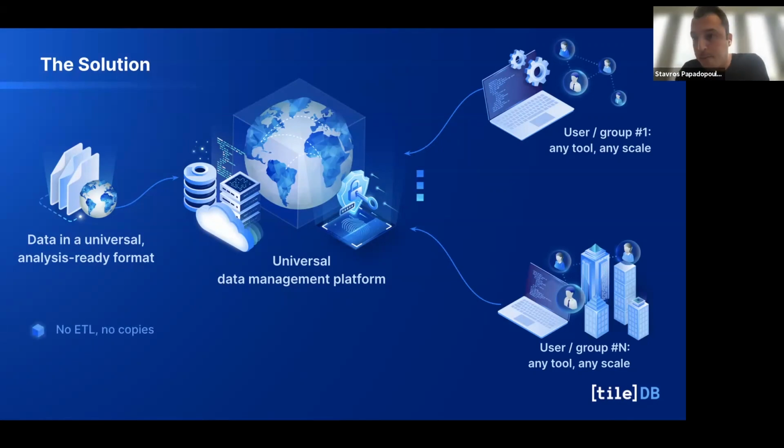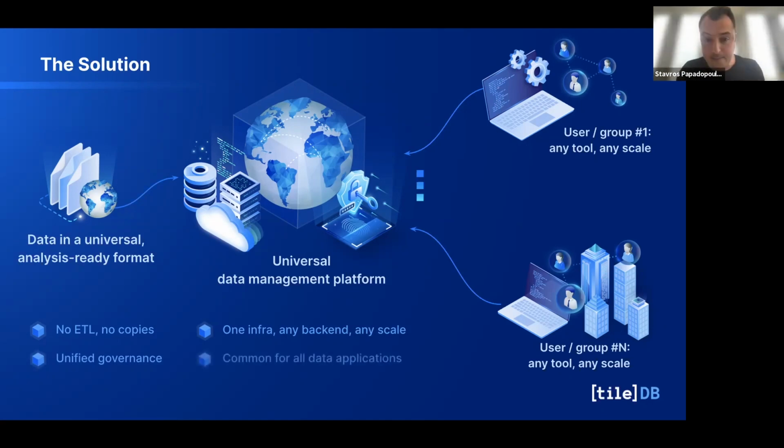No ETL and copies anymore. There's a single copy of the data in an analysis ready way. So there is no need to wrangle this anymore. You just slice it. The second is that one infrastructure, any backend, any scale, this has to be part of the data management platform. That's its job. Then unified governance, you build one authentication mechanism, one access control mechanism, even one marketplace for all these applications, for all these data types. And again, common across all.